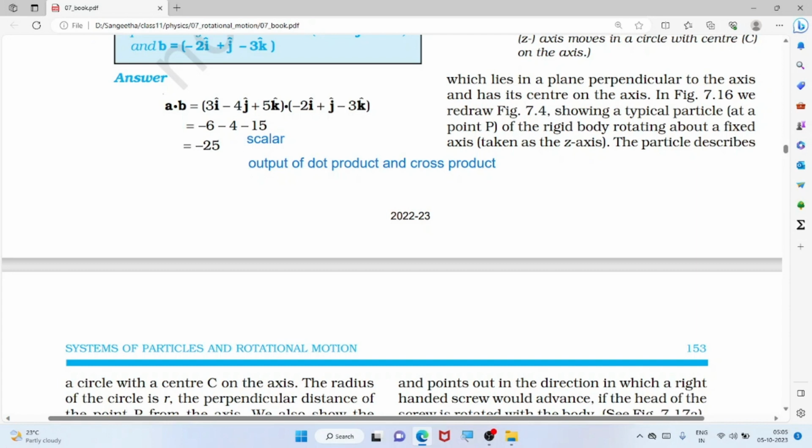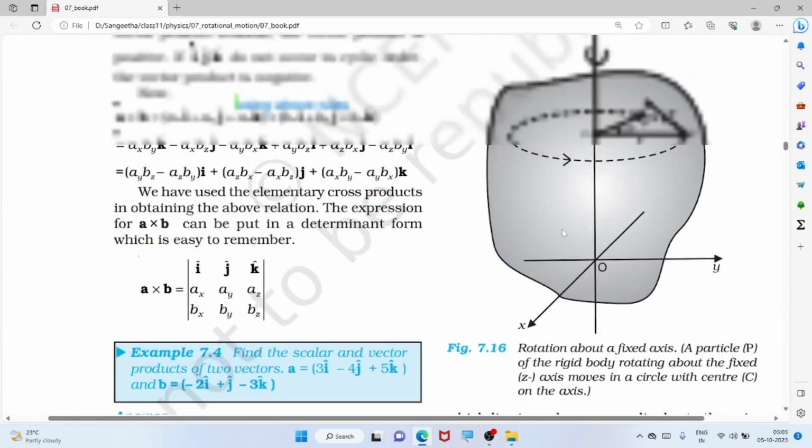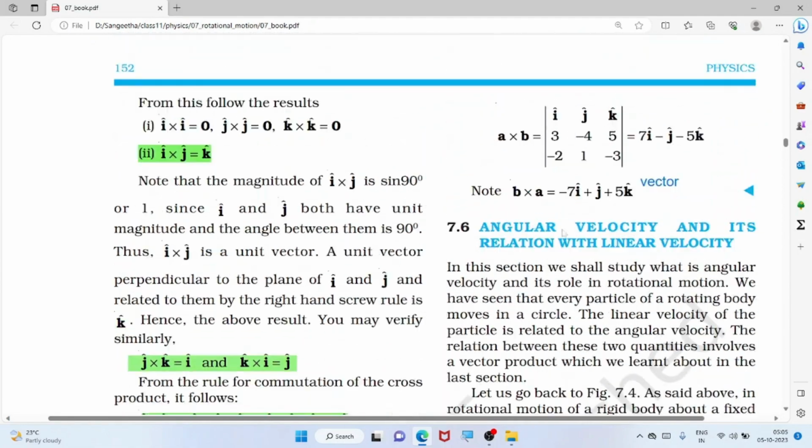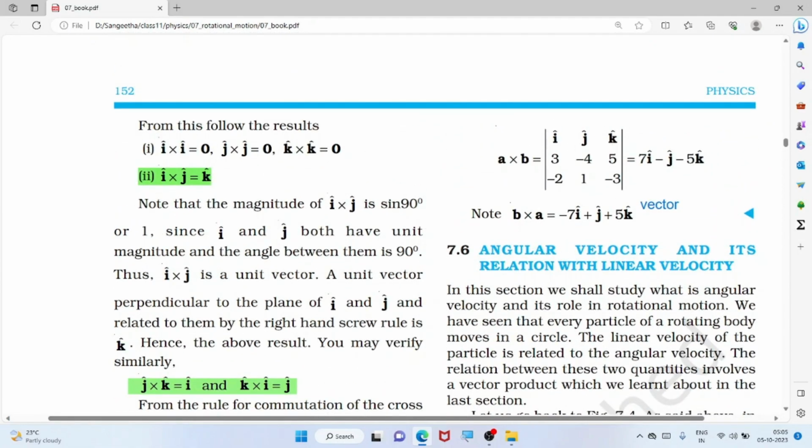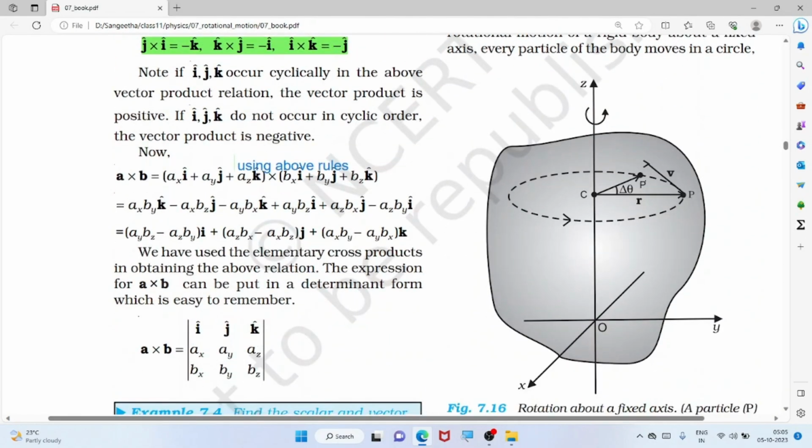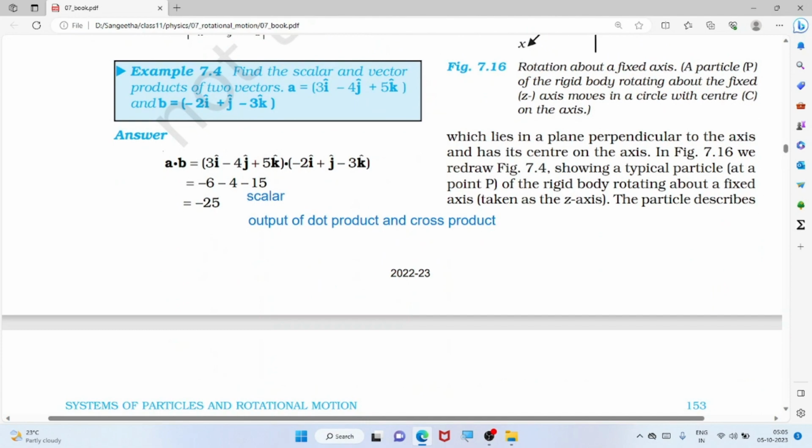See, the output of the dot product is a scalar quantity, but the output of a vector product is a vector. Scalar product, dot product, the output is a scalar; vector product, the output is a vector.